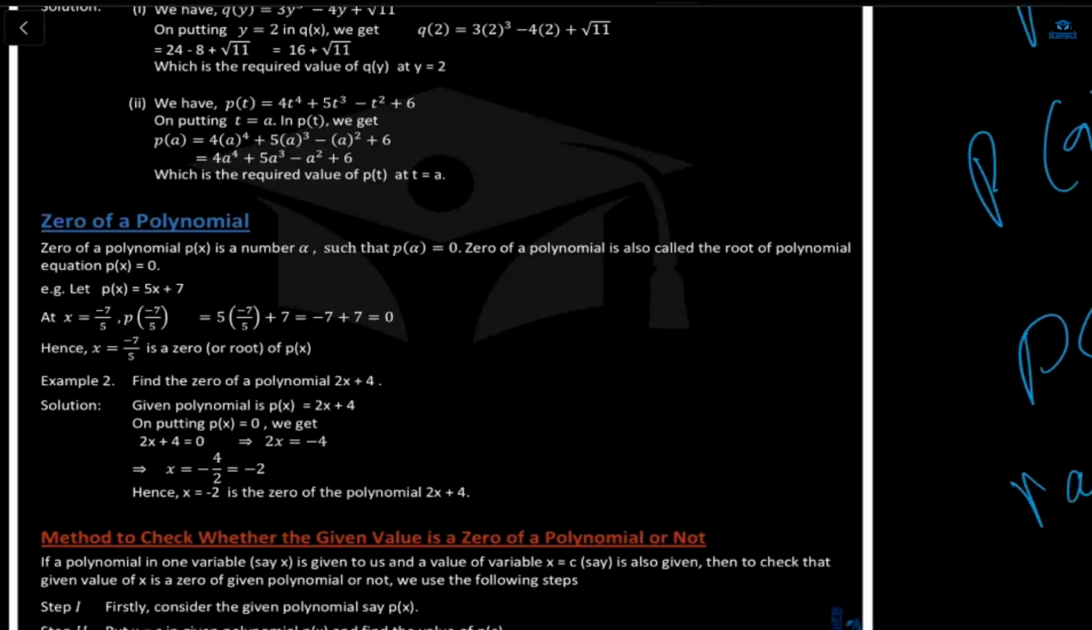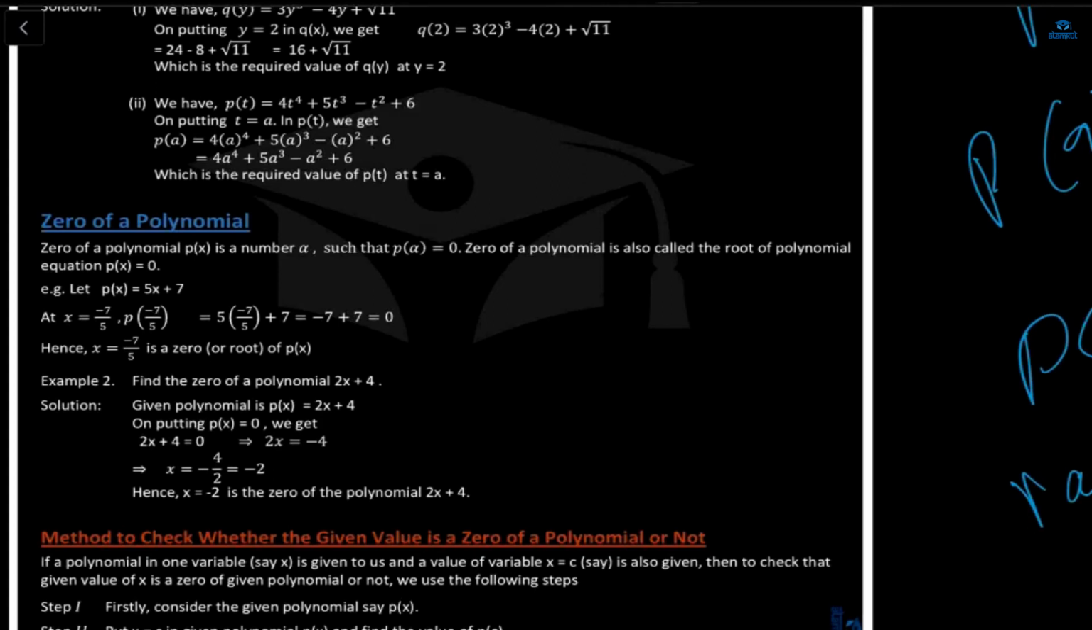Ma'am, can you explain it again? Zero of the polynomial. Yes. See, the given polynomial is p(x). The zero of this polynomial is that value which, if we put it in this p(x), will make the whole polynomial zero. That value of x which equates the whole polynomial to zero.